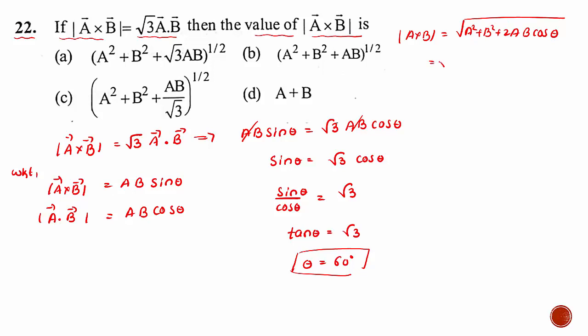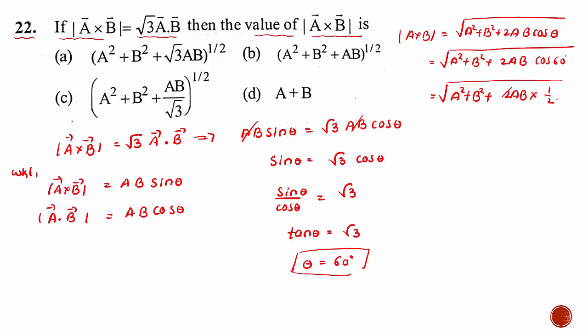Now substitute the value. Square root of A square plus B square plus 2AB cos theta, where theta is 60 degrees. Substitute here. So square root of A square plus B square plus 2AB into cos 60, which is 1 by 2. The 2 will get cancelled. So we will get the answer A square plus B square plus AB. So this is the value. Square root means we can use option B. Option B is the right answer.